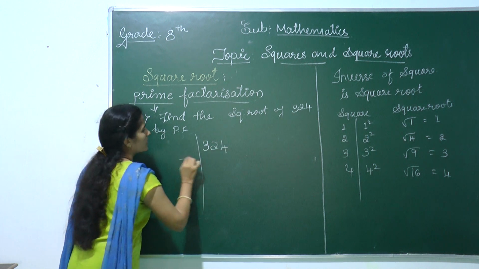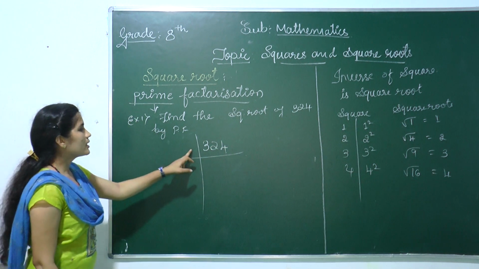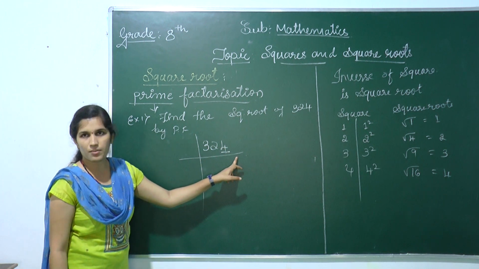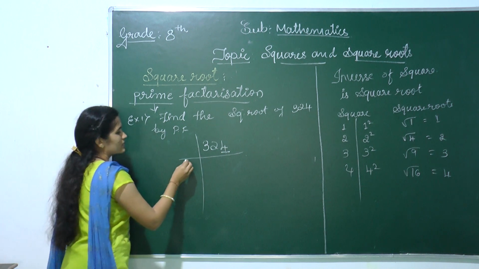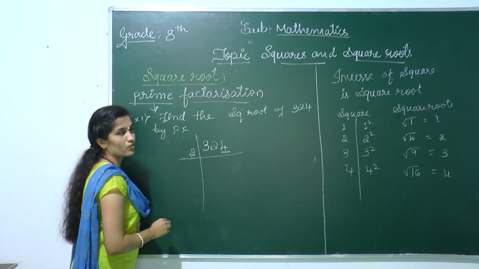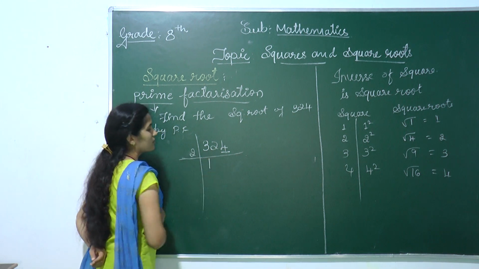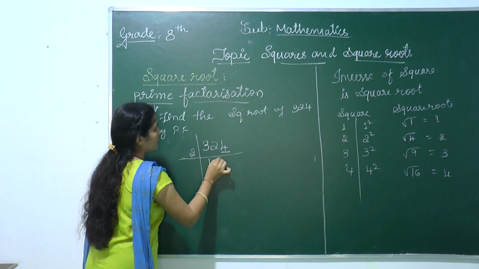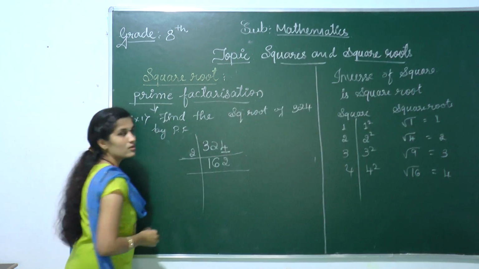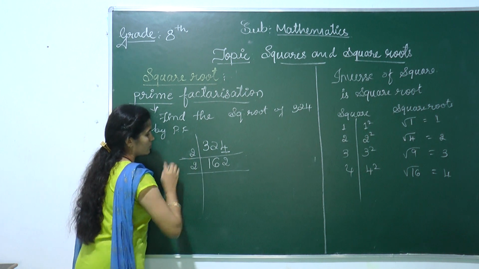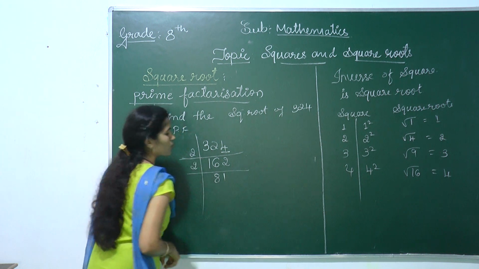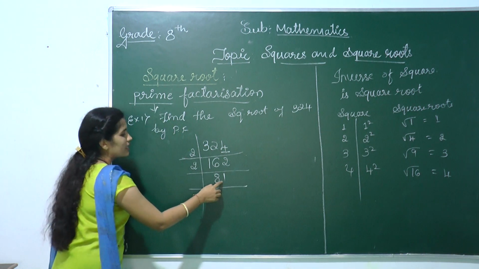See here, 324. We go to the prime factorization here. 324. In the units place, it is an even number. So we can take 2 as the first factor, 2 as the first number for division. 2 ones are 2 here. 1 remains, 12. 2 sixes are. Next, 2 twos are 4. Again here 2 is the even number. 2 eights are. 2 ones. Next here 81.